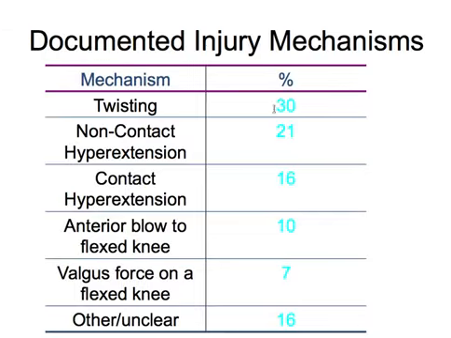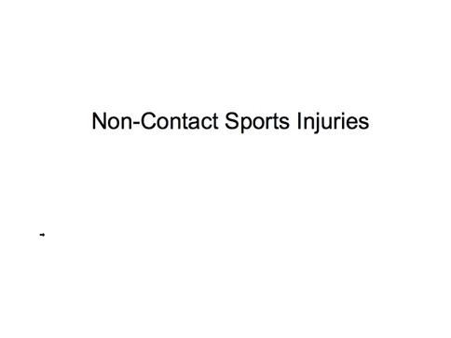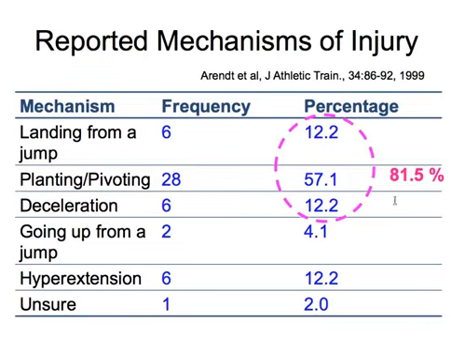This is another sample, the same kind of reporting of how people injure themselves: twisting and non-contact hyperextension. Here in this case it was 50%, anterior below the knee 50%, valgus force knee 7%. So the data is not always consistent, as we can see in these two examples, but most people are confident that about 80% of the injuries are associated with some kind of landing, pivoting, or deceleration maneuver. So that's a quick overview of ACL injury mechanisms and how they occur.